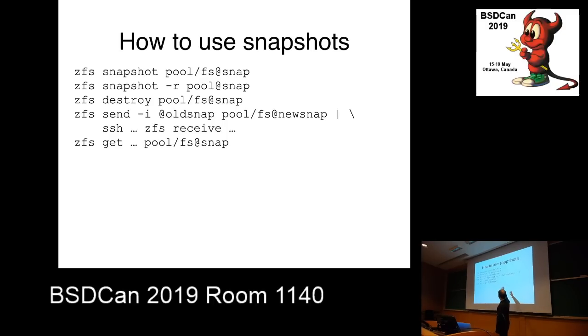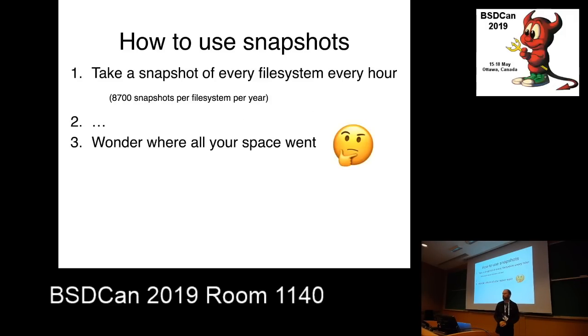So in this case, we're sending from the old snap, which is the one that's already on the other system. We want to send the incremental differences between that one and the new snap. And then you can pipe that over SSH or some other network protocol to your other machine into zfs receive. And then you can find out information about snapshots with zfs get to get some properties on snapshots. So probably review for a lot of you folks.